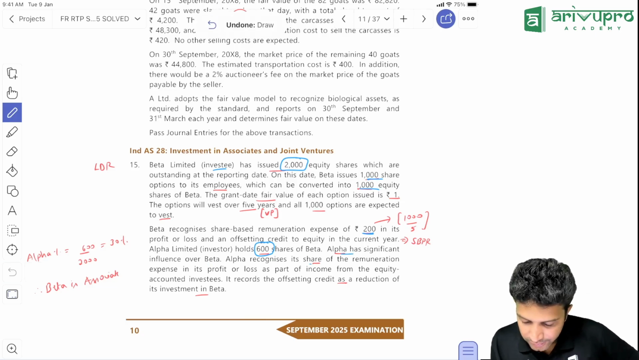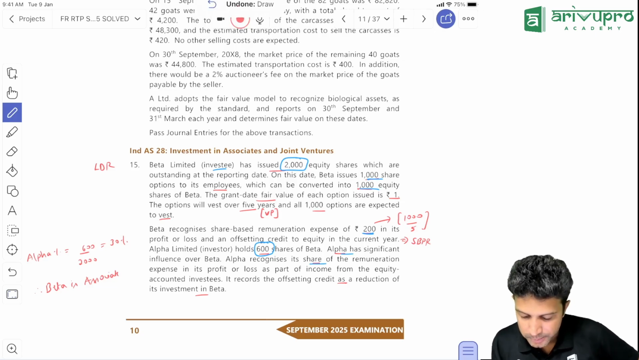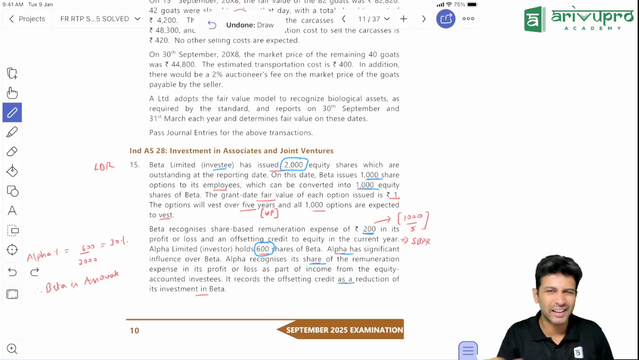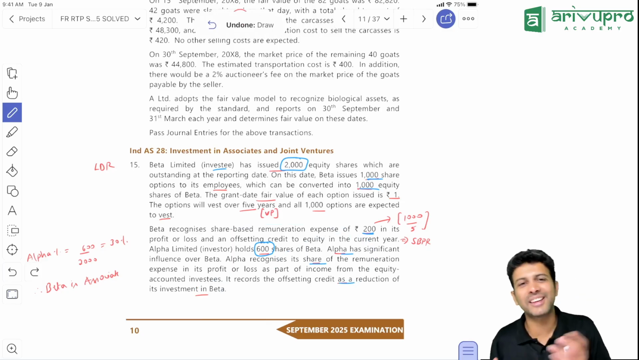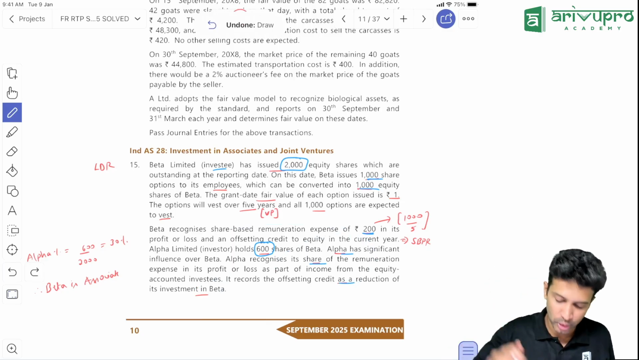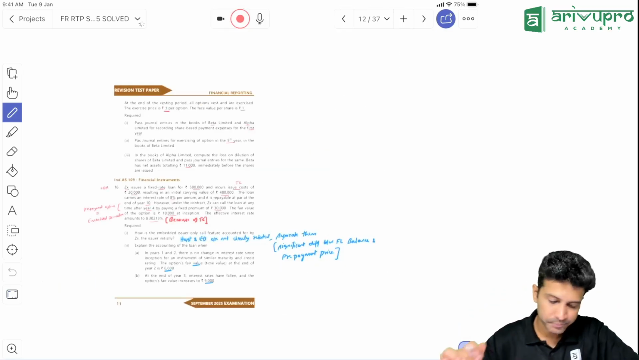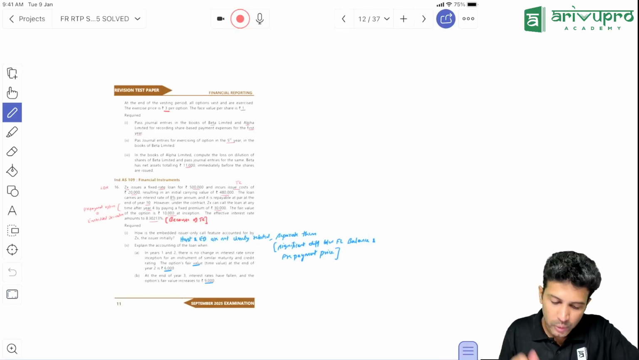Okay. Alpha recognizes its share of remuneration expense in P&L as part of income from equity accounted investees. It records an offsetting credit as a reduction of investment. I'll tell you what this is. We know this, but they're trying to express it in fancy terms. Okay, no problem. So far we understood that it's an associate company. Fair enough. All right. Now, what is the requirement of the question?